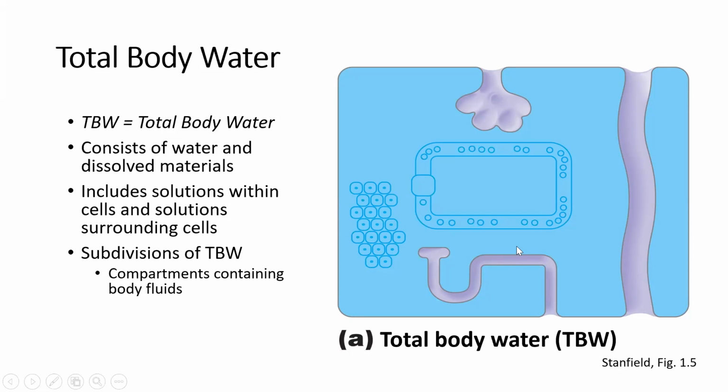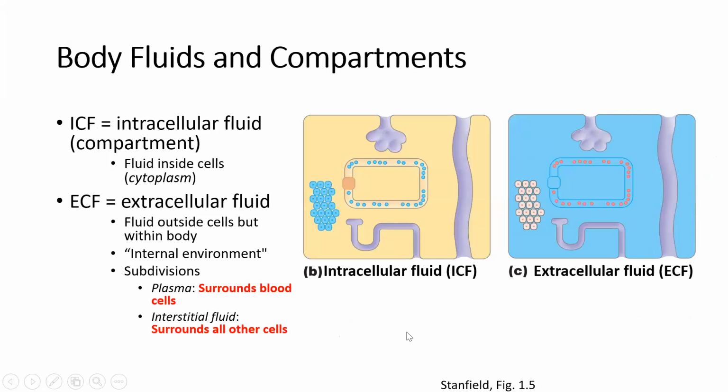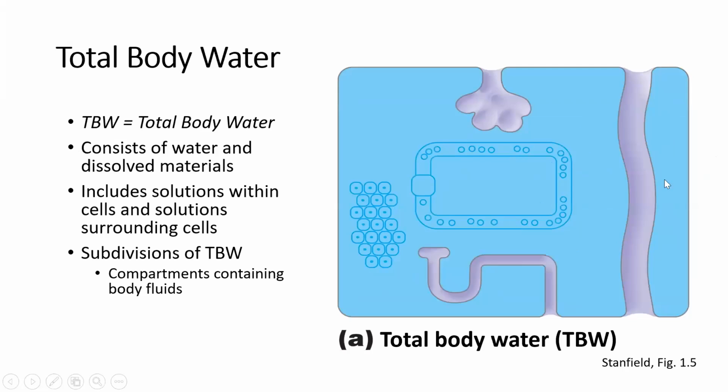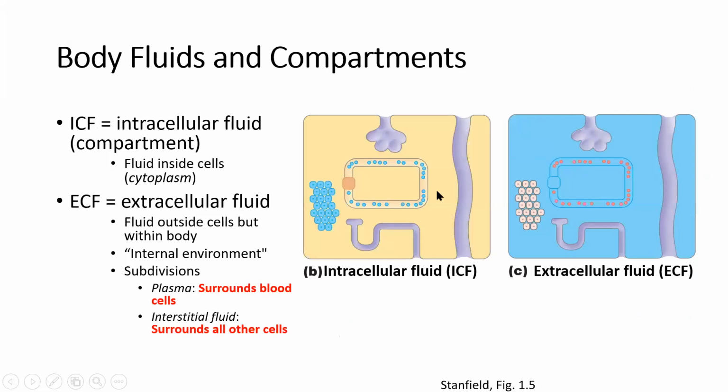Now, there are subcompartments within our total body water, and those include the intracellular fluid. And so we relate these schematic diagrams to this schematic diagram, right? We're looking at these subcompartments of all the body water. And so we can divide this into two general compartments, the intracellular fluid compartment. This is the fluid and water that is inside our cells.